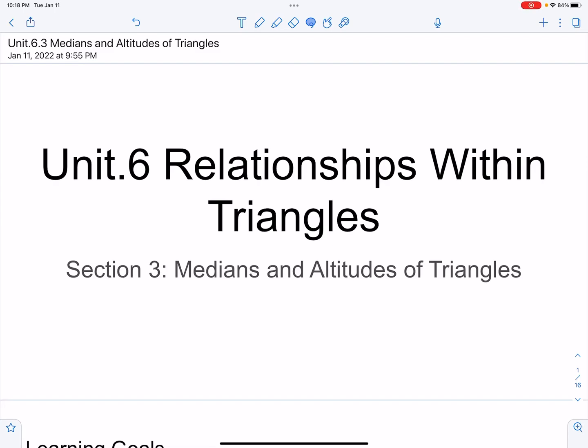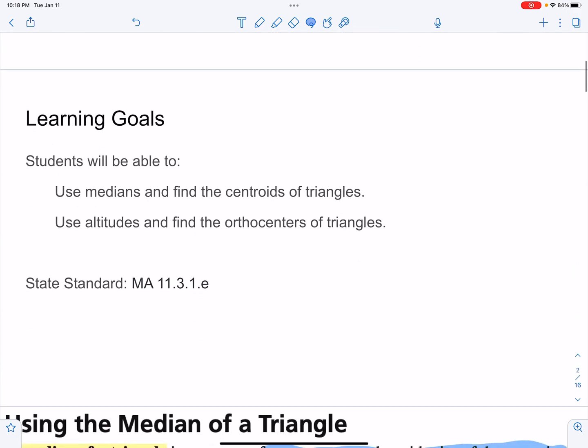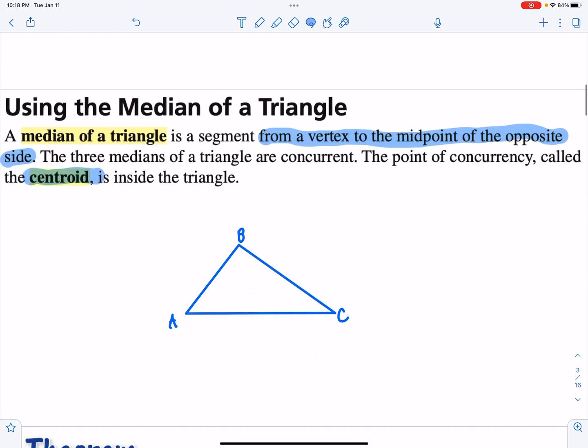Okay, so in this lesson we're learning a couple more points of concurrency inside of a triangle. Again, they're going to be using different segments through the triangle, so we'll get started. In this lesson, we should be able to use medians to find centroids and altitudes to find orthocenters.